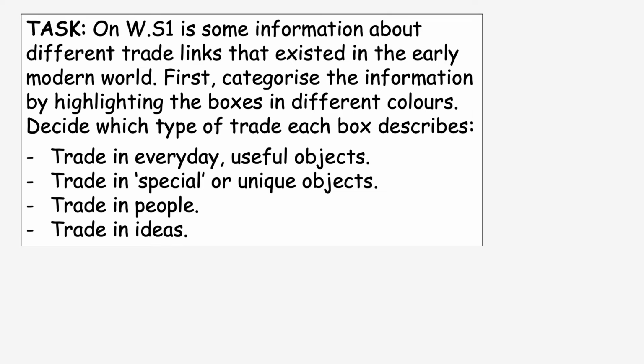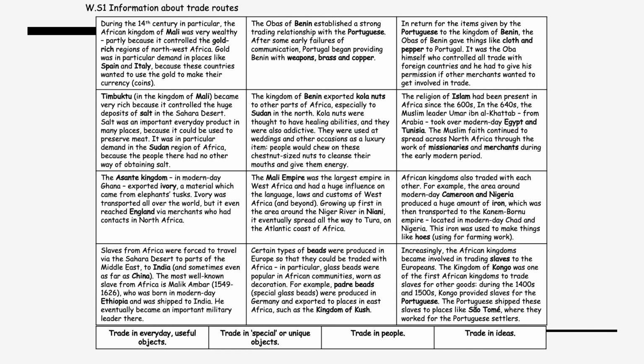So we need to start by giving pupils new knowledge that they can use to evaluate Trevor Roper's argument. And here, all they do is they read some statements about African trade and movement before 1900, and they colour code them using different colours if they think that the box is an example of trade in useful objects or special objects or people or ideas. And they're given a sheet that looks like this.